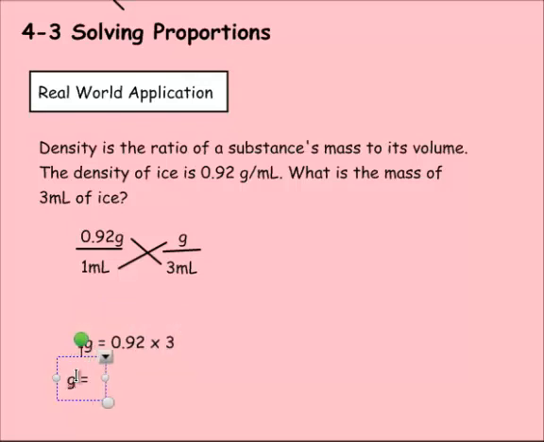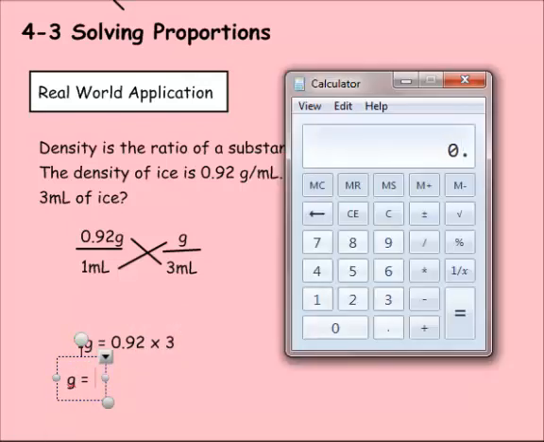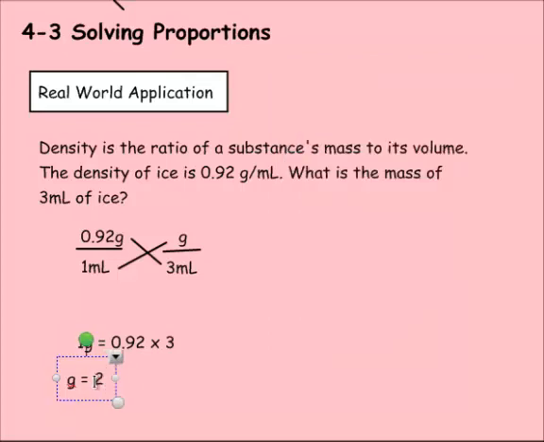So G equals 0.92 times 3, 2.76 for my answer. So 2.76 grams if it's 3 milliliters. That would be the ratio then. So just to recap, I wrote out the ratio 0.92 over 1, and then I lined up whatever it told me, 3 milliliters, so I lined up milliliters with milliliters, then I put G for grams to solve for grams, and then I did the cross products to find my answer.